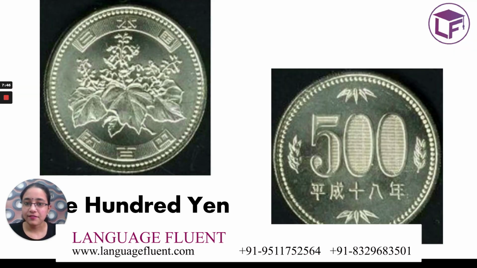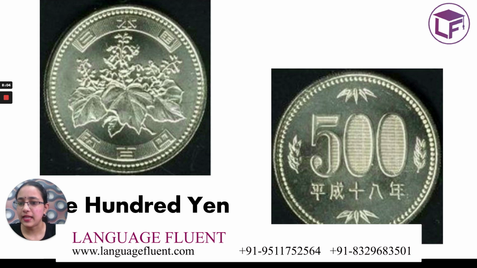And this is their 500 yen coin, and as far as the coins are concerned, this is the highest denomination, because after this they move on to the currency notes. Right from 1000 yen it moves on to a currency note, and you don't have coins any further. So this is the highest denomination in coins in the Japanese yen.